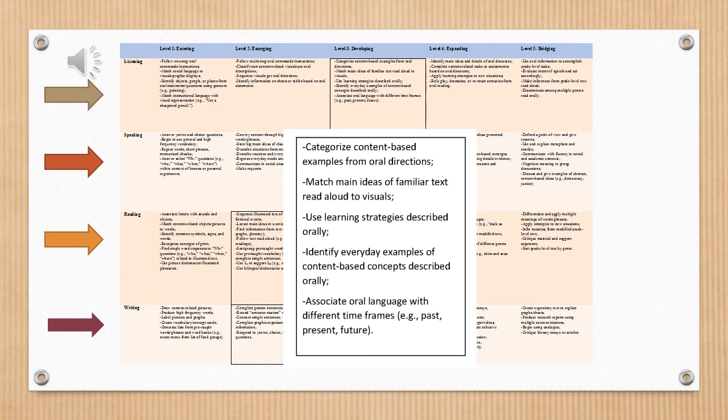The student's listening score at the level 3 developing is highlighted in the middle. This allows a teacher to understand what the student is able to do at their current ability level in language development. So this student, in the area of listening, is able to categorize content-based examples from oral directions, match main ideas, use learning strategies described orally, and so on. This by no means is the lower level expectation for the student. It is a great starting point for providing in-class strategies.